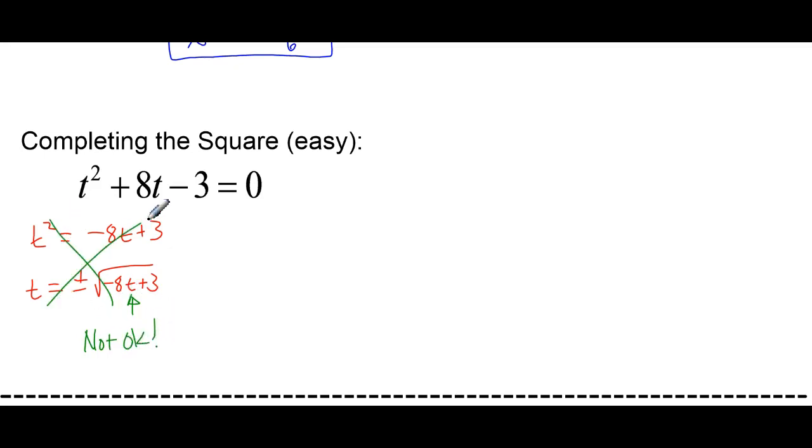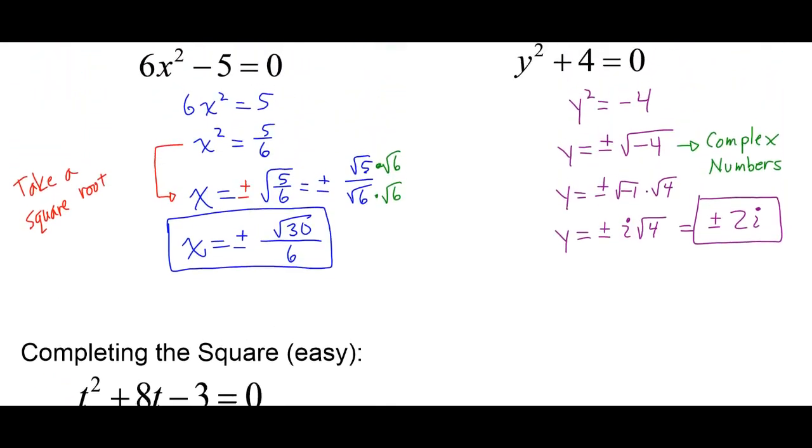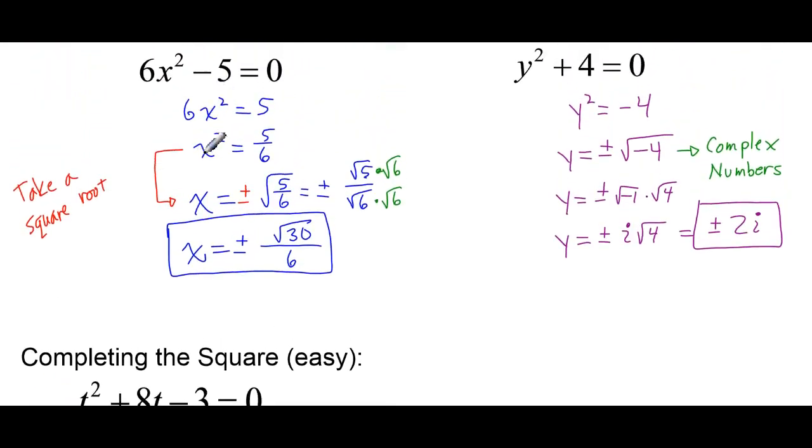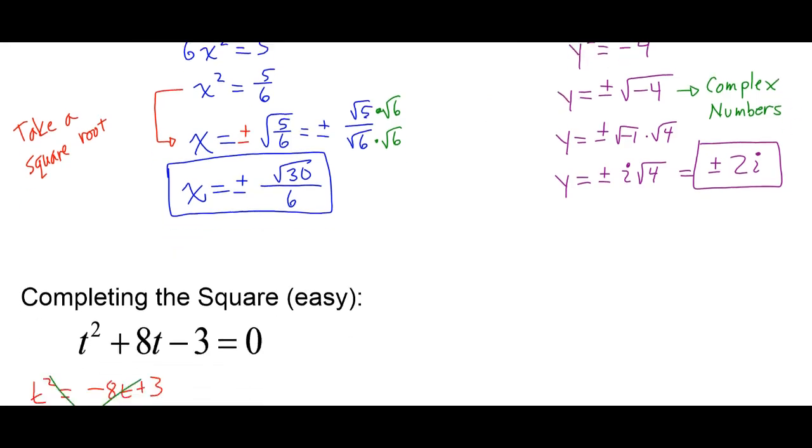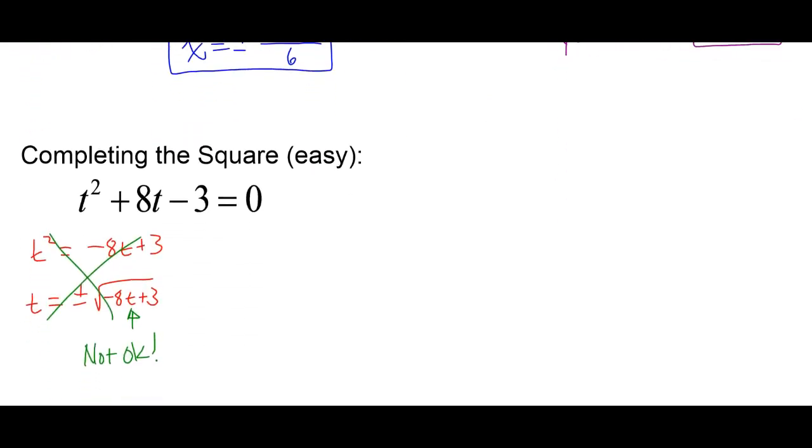So that's not what we do here. Instead, what we have to do is try to make this problem look kind of like the earlier ones, where we had just a single thing squared equals a number. Here we want to have a single thing squared, so something squared equals a number on the other side.